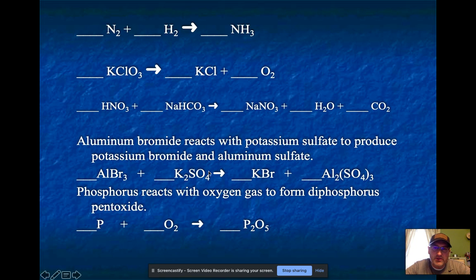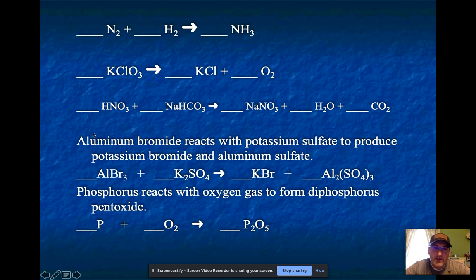I typed in here so it'd be easier for you to see instead of me writing on here like I've done in the past. From this statement, so this is what you're going to be given: aluminum bromide reacts with potassium sulfate to produce potassium bromide and aluminum sulfate. And from that, you're going to have to get to this, using what you know from section 7.1, where we learned how to write names from formulas.